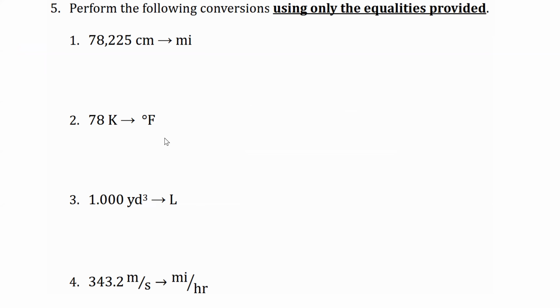Key point here. Using only equalities provided means only the conversions that are on your conversion sheet. I don't care if you have some conversion that converts feet to meters directly. If you have that memorized, that's great for you. That's not a way to answer the question in this class. In this class, I want you to stick to using only the conversions that are on your sheet so that you can show me you know how to do that.